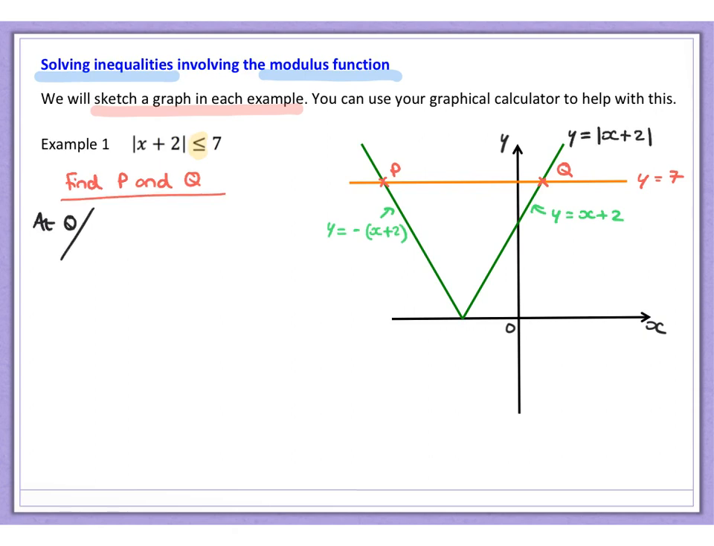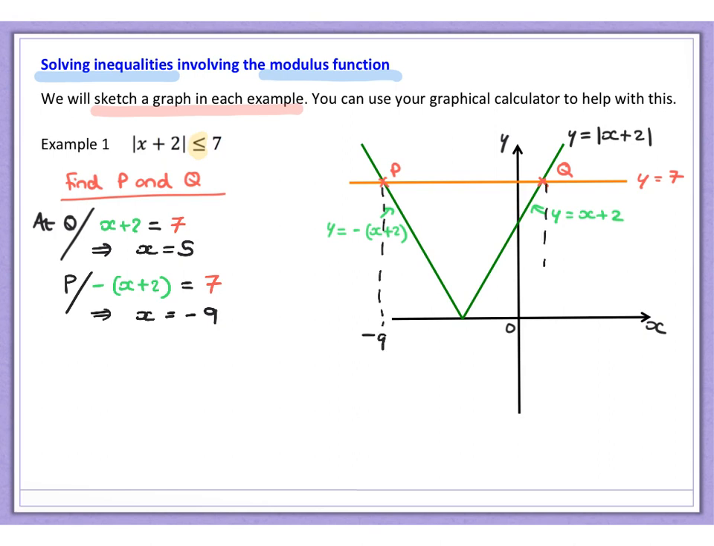So at the point Q, we know that the line x plus 2 is equal to 7, which then gives us x equals 5. At the point P, we know negative bracket x plus 2 must equal 7, and then solving this very simply gives us the answer x is equal to negative 9. So this point here has an x coordinate of negative 9. This point here, Q, has an x coordinate of 5.